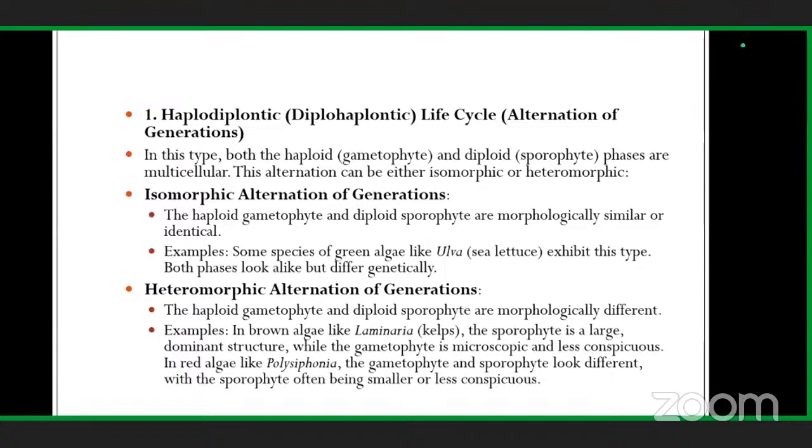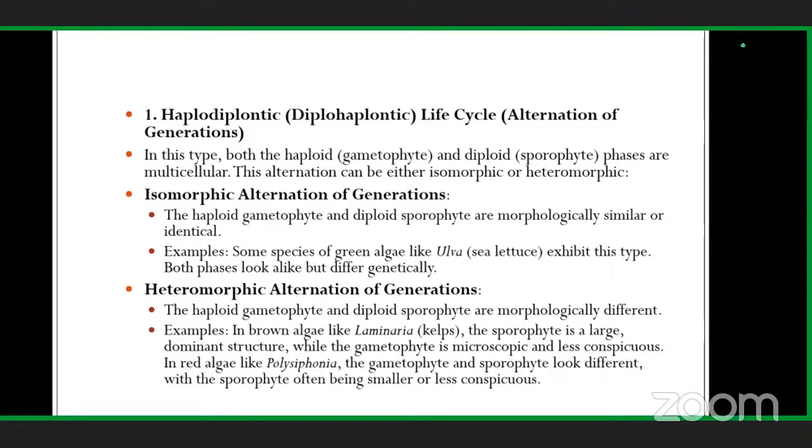What is this? In this type, both the haploid gametophyte and diploid sporophyte phases are multicellular. This generation can be either isomorphic or heteromorphic. Here both the haploid gametophyte and diploid sporophytic stages are equally present and multicellular. What is isomorphic alternation of generations? The haploid gametophyte and diploid sporophyte are morphologically similar or identical.